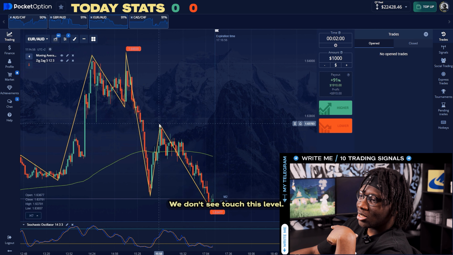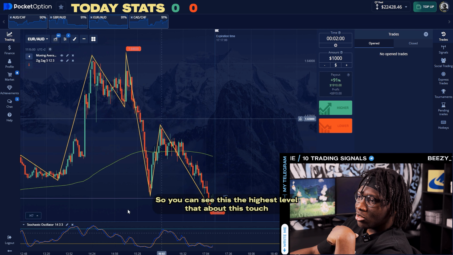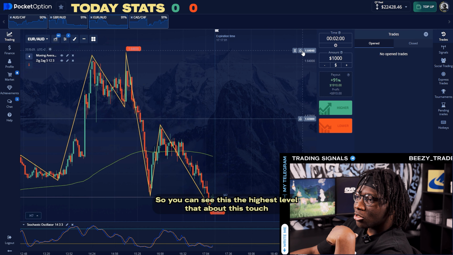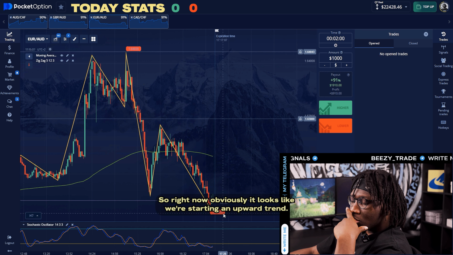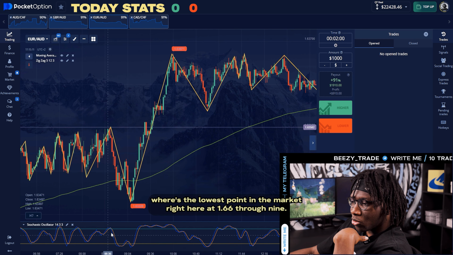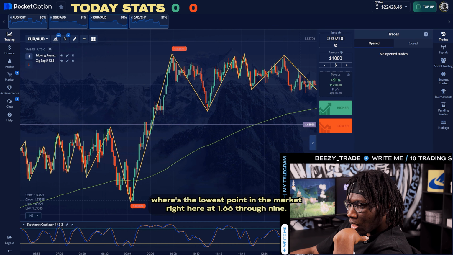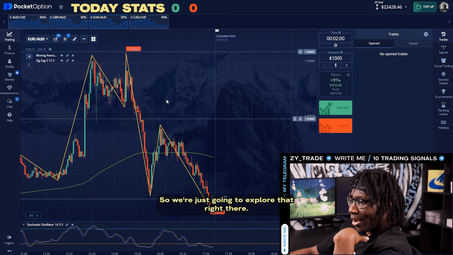It's right here. We don't see it touch this level. Put a point right there. And you can see this is the highest level that the market has touched before, just recently in the last couple. So right now, obviously, it looks like we're starting an upward trend. Now we're looking for where's the lowest point in the market, right here at 1.6629. So we're just going to draw that right there.